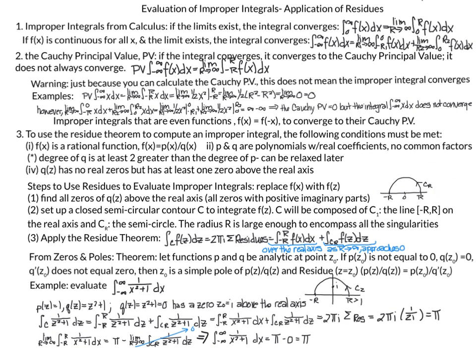The real numbers are just complex numbers where the imaginary part is 0. So we're able to take it into the complex plane, use our residue theorem, and then we can come back and figure out what our integral was.